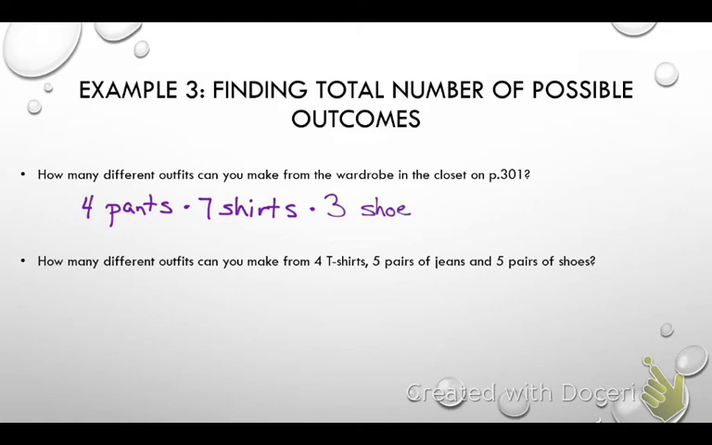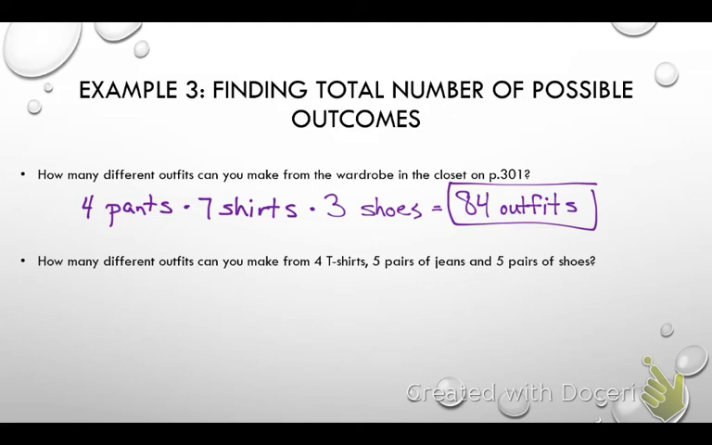Okay, so the fundamental counting principle says in order to figure out my total number of possibilities, which I need to know to calculate any probability, I can multiply the totals from each category by each other. So what's 4 times 7 times 3? 84. 84 outfits. Okay? 84 different outfits.